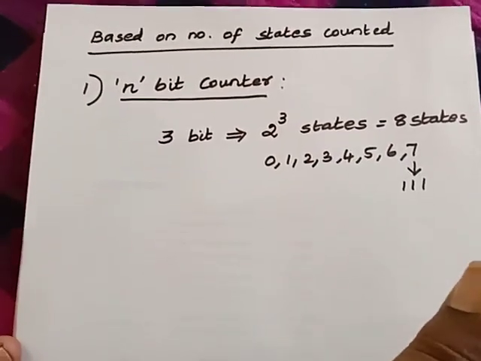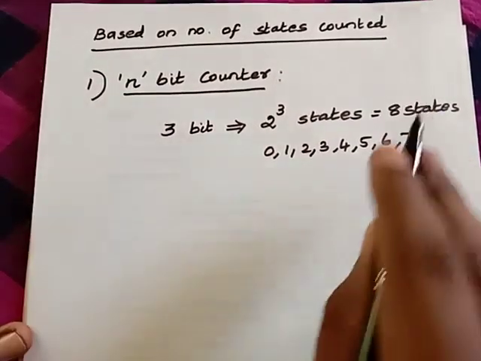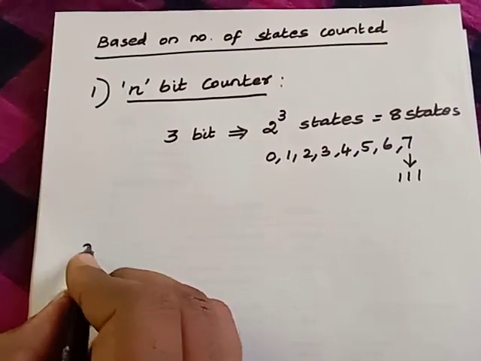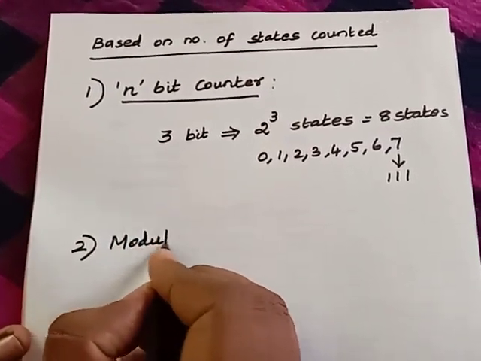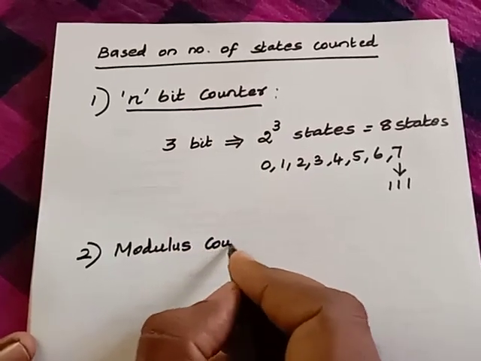If it is 3-bit, it counts 8 states. Clear? So this is one category. Now the second condition, we'll call it the modulus counter. What is the use of a modulus counter?